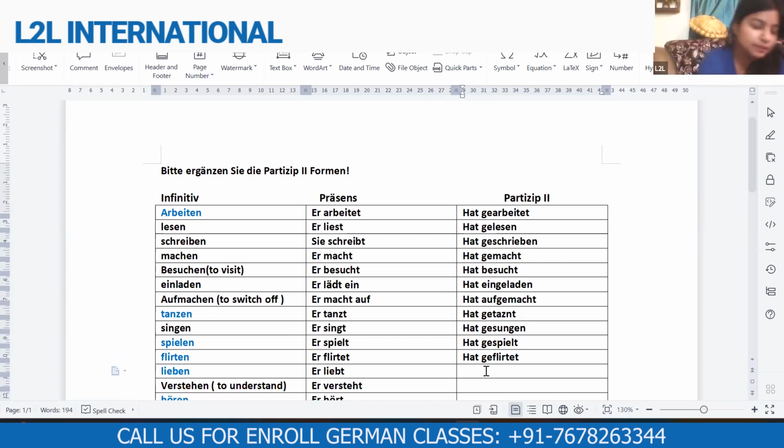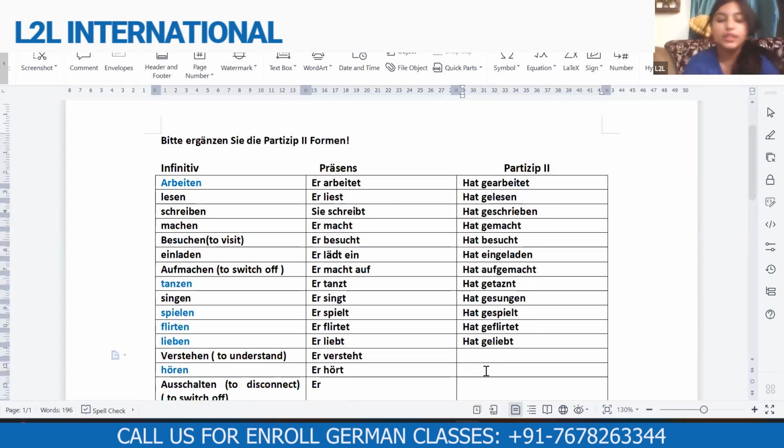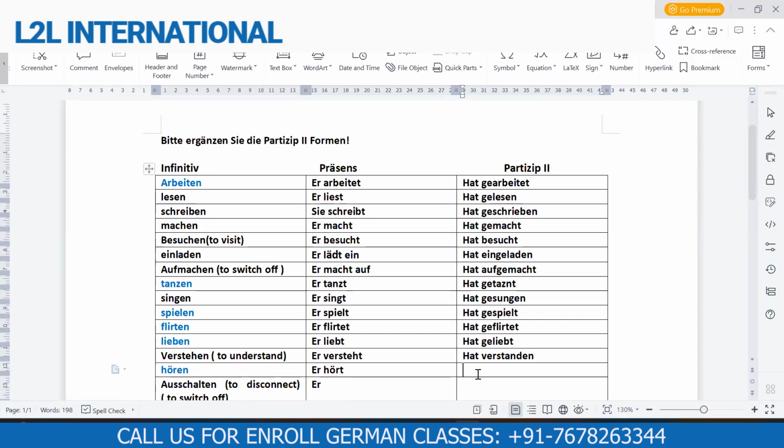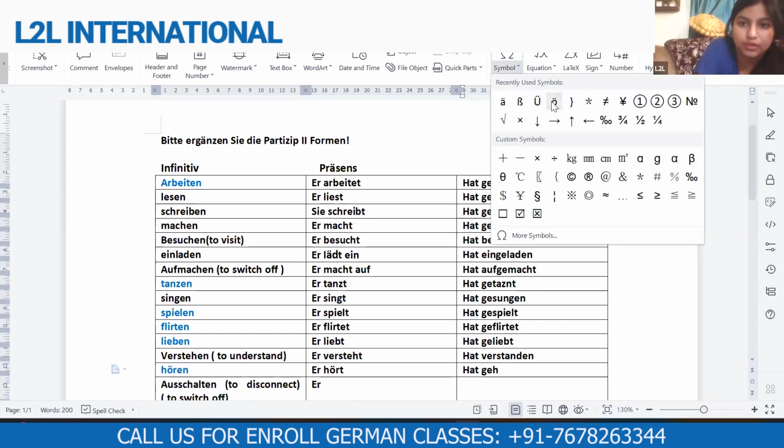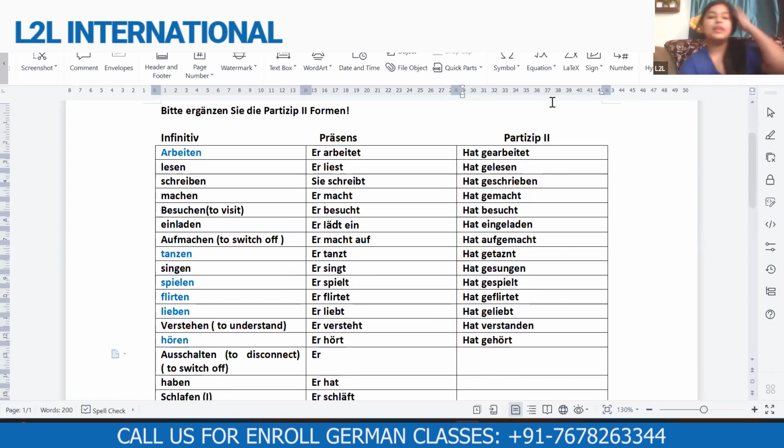Okay, then lieben, Sana. Hat geliebt. Very good. Then verstehen, which I keep on saying: verstanden. It's again a change of vowel. Verstanden. Hören, I think Samriddhi, you did that. Hat gehört. Sehr gut. Okay, then ausschalten. This is to disconnect or to switch off. So it's ausgeschaltet. Hat ausgeschaltet.